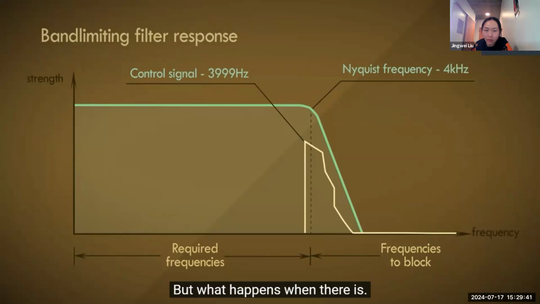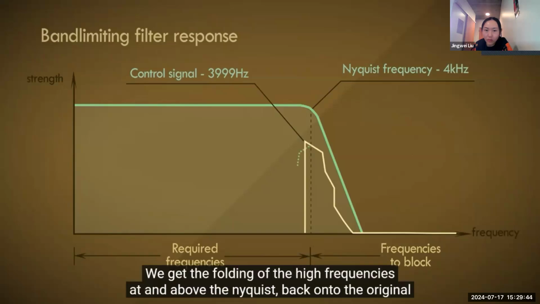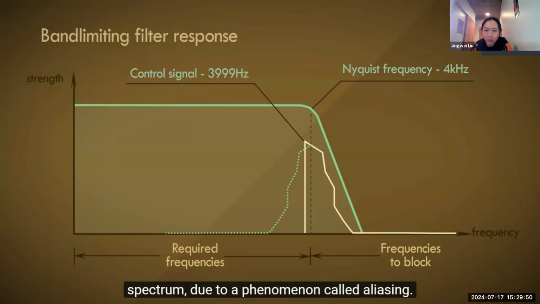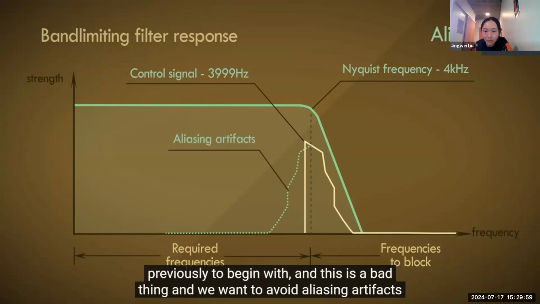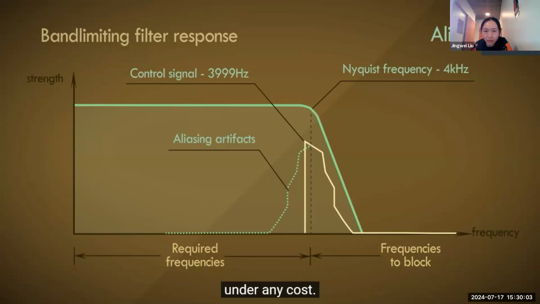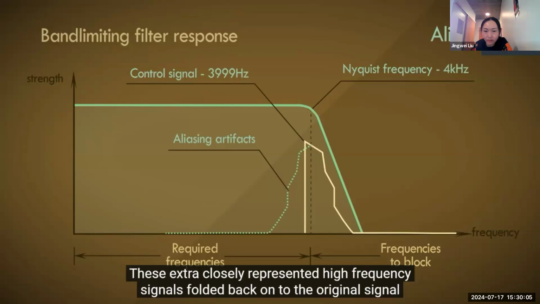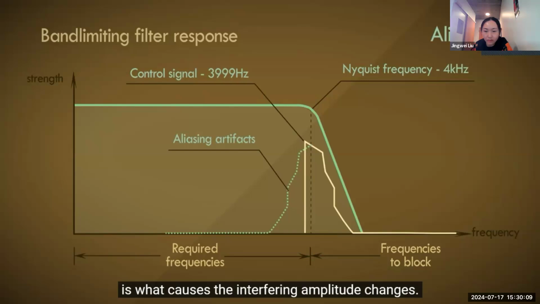But what happens when there is? We get the folding of the high frequencies at and above the Nyquist back into the original spectrum due to a phenomenon called aliasing. Clearly, aliasing puts additional frequencies into the output signal which didn't previously exist to begin with. And this is a bad thing, and we want to avoid aliasing artifacts. These extra closely represented high-frequency signals folded back onto the original signal is what causes the interfering amplitude changes.